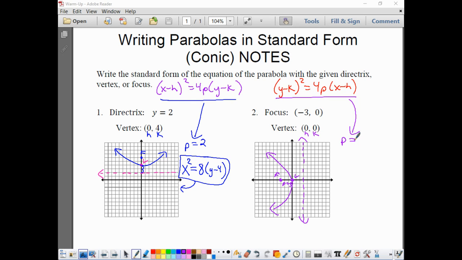It is 3 units, but because it's going to the left, that's going to be a -3. Okay, throw it into the formula, you have your equation. So the formula is y minus k. K is 0, so it's y minus 0 squared, or just y squared, equals 4 times our p-value. 4 times -3 is -12, times x minus h. Our h is also 0, so we can just put x. So any zeros for your vertex, either in the x or y spots, you can just leave that off in your equation.